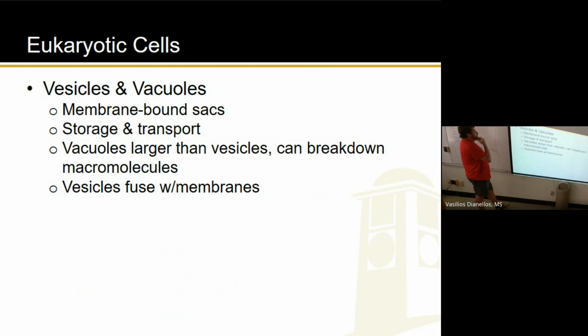Sometimes vacuoles are larger than vesicles, and because of that, they can break down macromolecules as well. Right? And sometimes vesicles fuse with membranes. That's how we have things leaving the cell, actually even sometimes coming into the cell. But again, as far as the exam and the semester is concerned, this is relatively unimportant information. Any questions about this slide? All right.